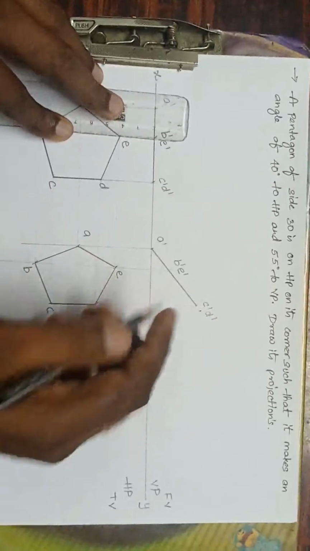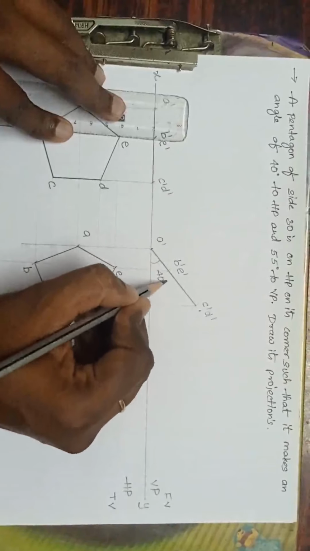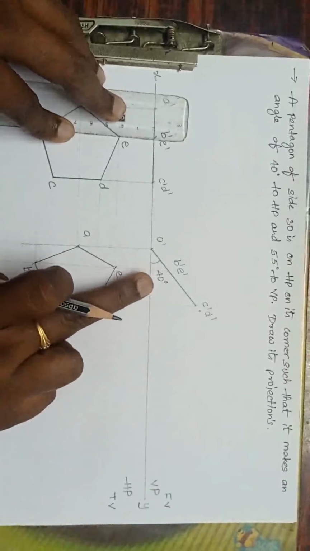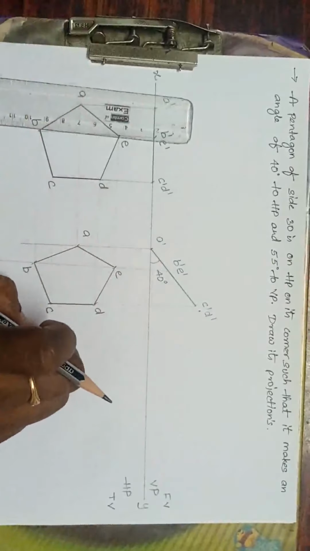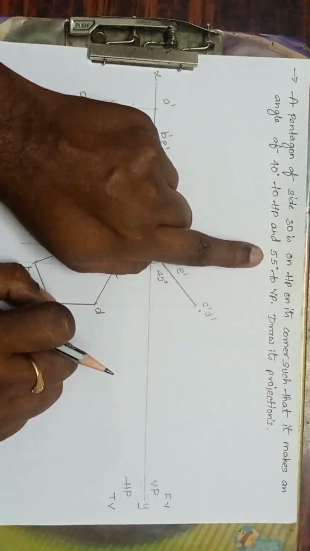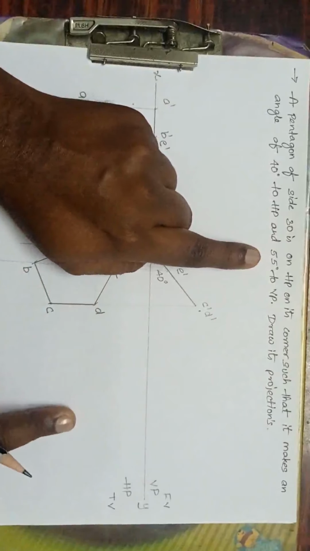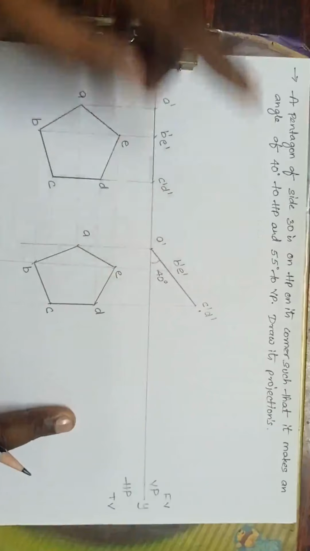Next, what to do? See here, this is at an angle of 40 degrees. Yes, inclination with what? HP. I can observe it in the VP. Done. Next what to do? I have to make 55 degrees with VP now, which I can observe on the HP. Yes. Now what to do?